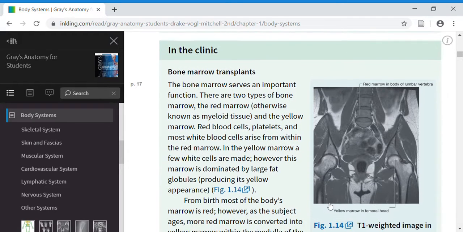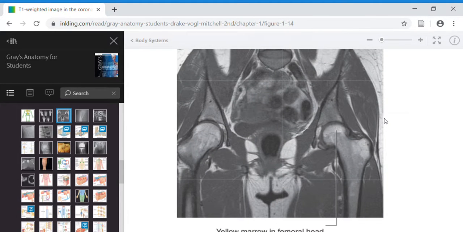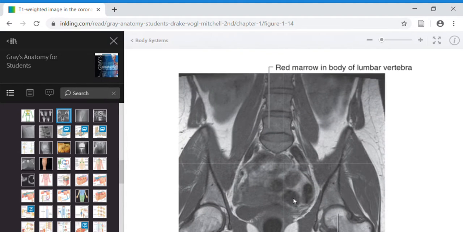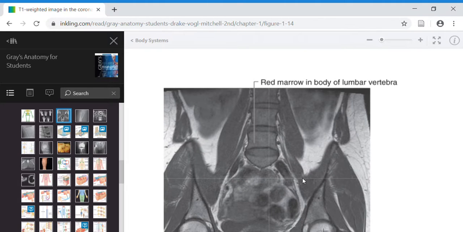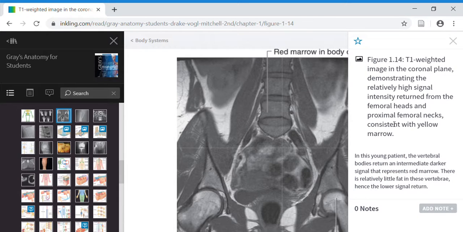Another one is bone marrow. This image shows yellow marrow in the femoral head and red marrow in the vertebral bodies of the lumbar vertebrae. This is a T1 weighted image in the coronal plane demonstrating the relatively high signal intensity returned from the femoral heads and proximal femoral necks, consistent with yellow marrow. In this young patient, the vertebral bodies return an intermediate dark signal that represents red marrow. There is relatively little fat in these vertebrae and hence a lower signal return.